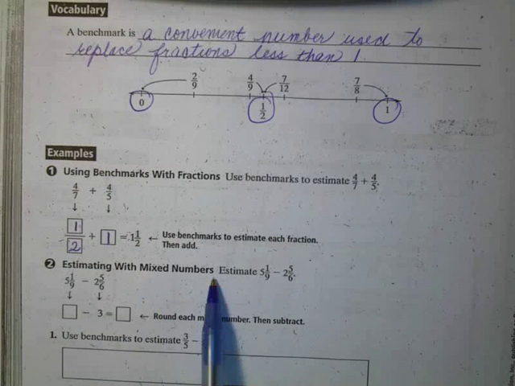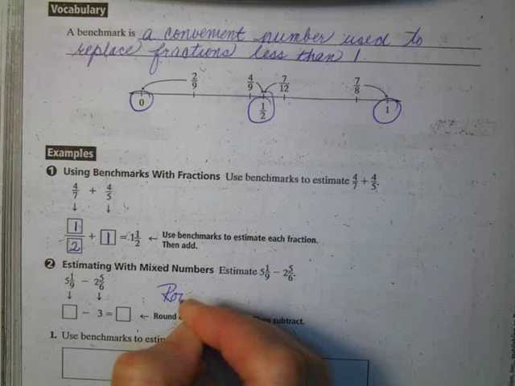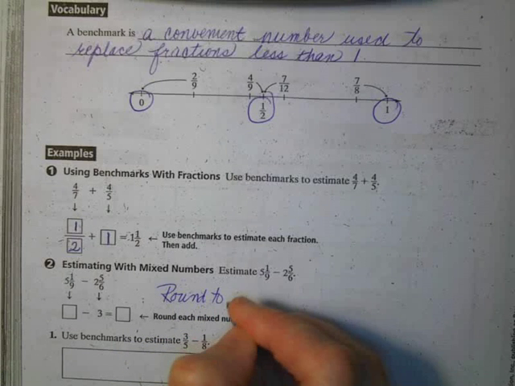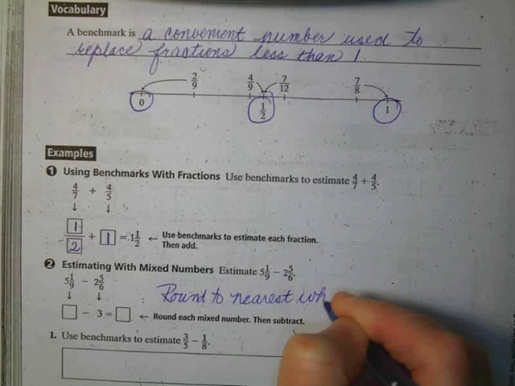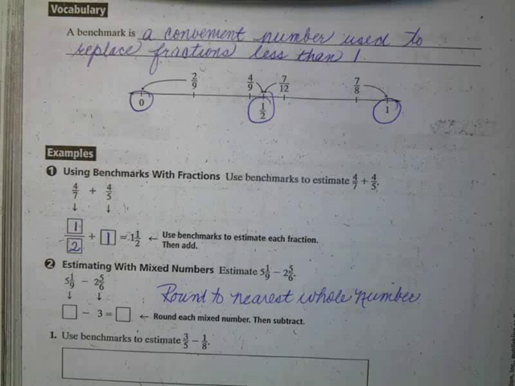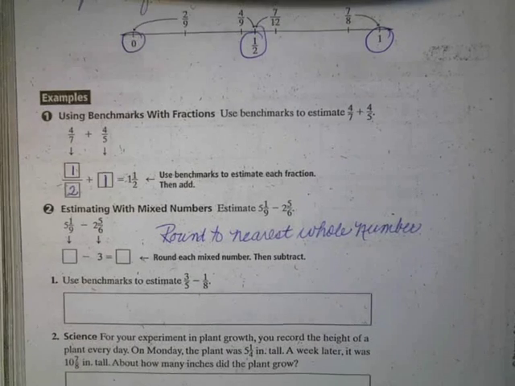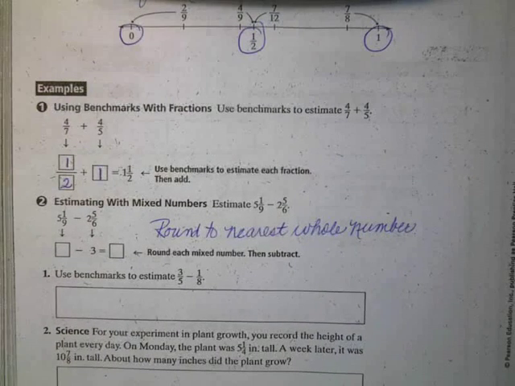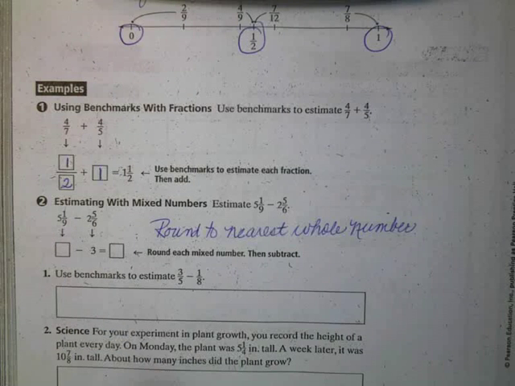Okay, estimating with mixed numbers. We want to estimate 5 1/9 minus 2 5/6. We're going to round to whole numbers here. So you might jot a note to yourself: round to the nearest whole number. Again, you do need to remember, half or more, you're going to bump up to the next higher whole number. If it's less than half, we're going to drop it down to just the whole number, or we'll drop the fraction.